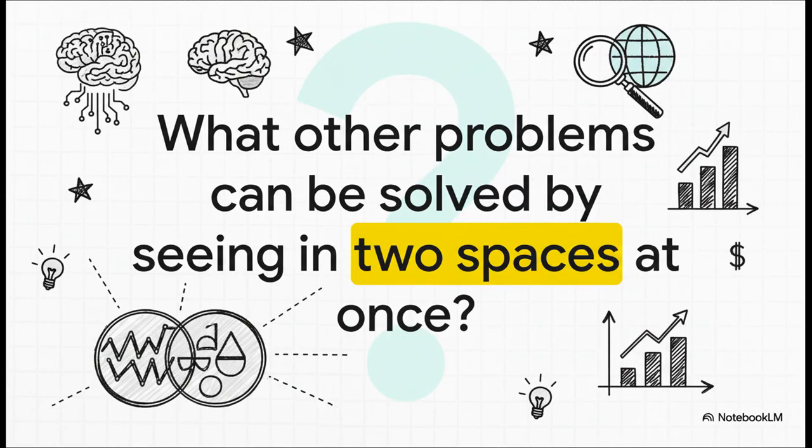And that just leaves us with one final, really exciting question to chew on. This whole dual space idea worked wonders for medical scans, but what else could it be used for? What other huge, complex problems out there are just waiting to be solved if only we could learn to look at them in two different ways at the very same time?